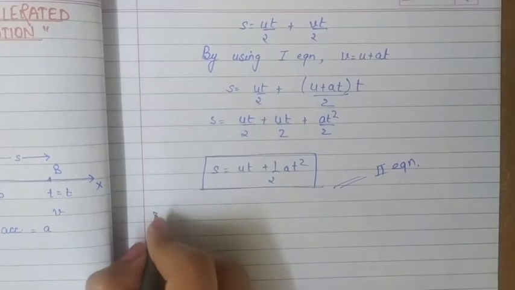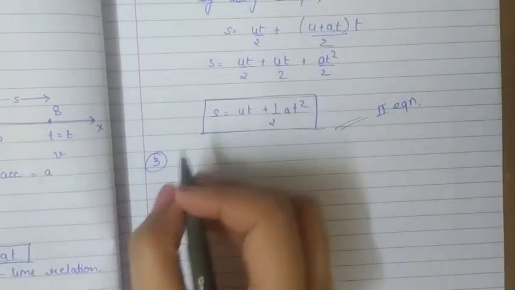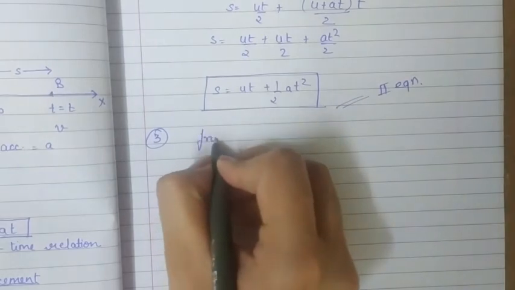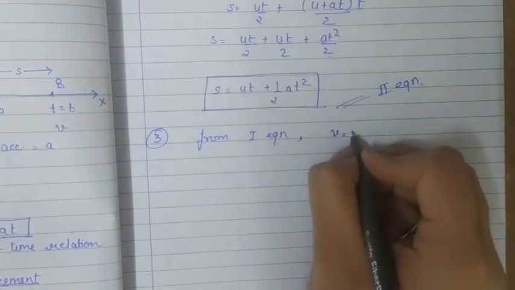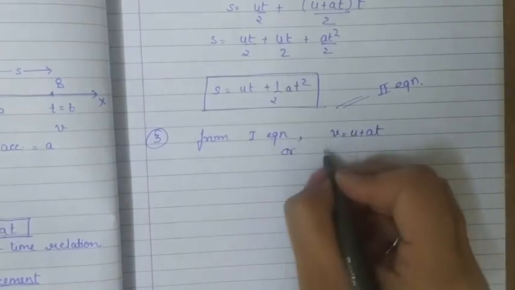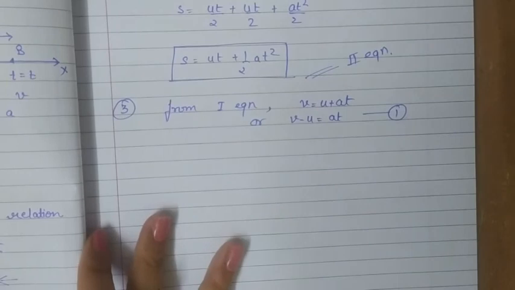Now moving to the third equation of motion. Third equation of motion is v square minus u square is equal to 2as, or v square is equal to u square plus 2as. To find or derive this equation, we are going to use two separate relations. First is the first equation of motion and second is the formula for average velocity. So first we need the first equation of motion, and we know that from first equation of motion we have v is equal to u plus at, or we can write it as v minus u is equal to at. This is equation number 1. I am taking it as number 1 equation.